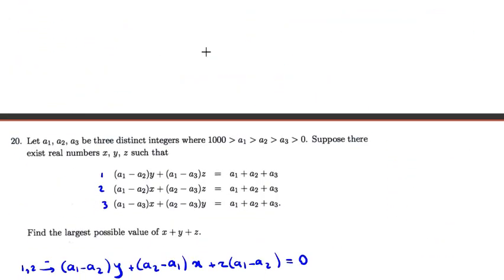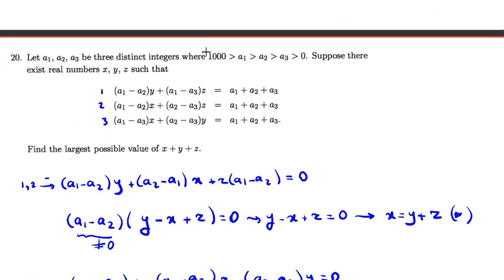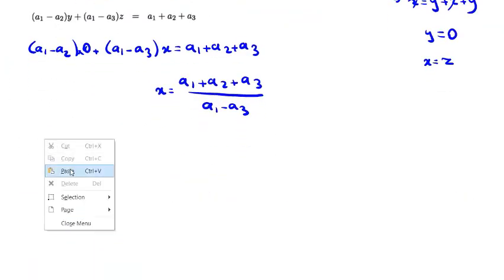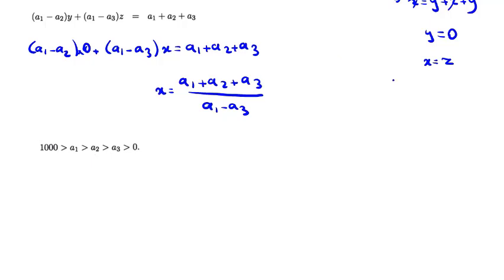Now the problem says what? Maximize, find the largest possible value of x plus y plus z. So x plus y plus z is what now? x plus y plus z equals, y is 0, x equals z, so it is 2x. So you should maximize x.